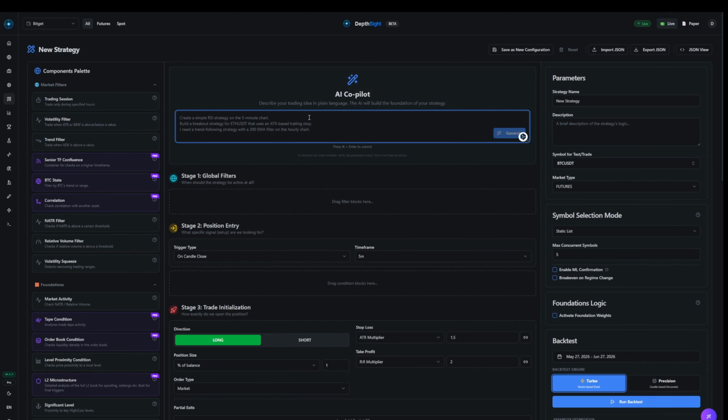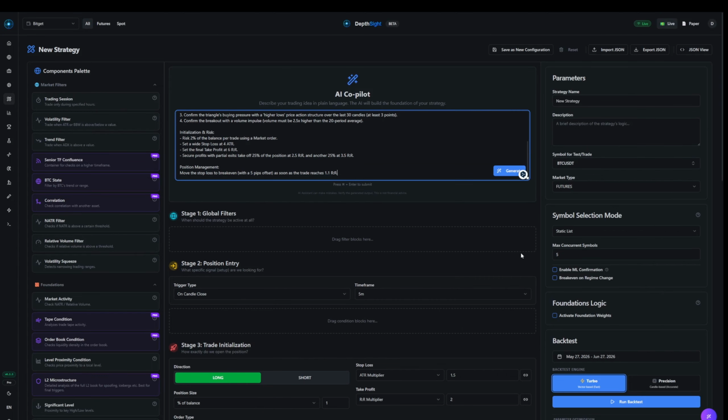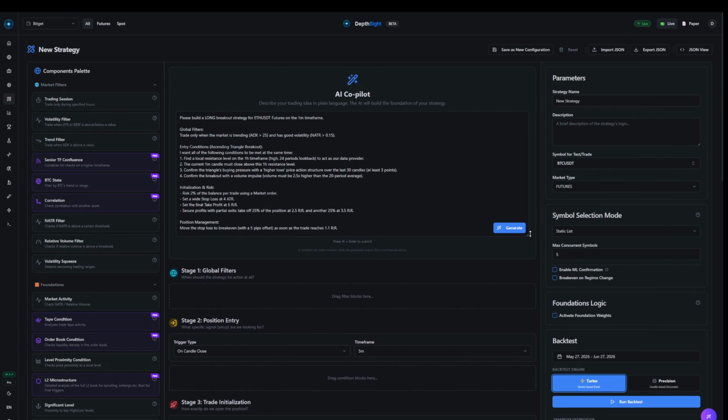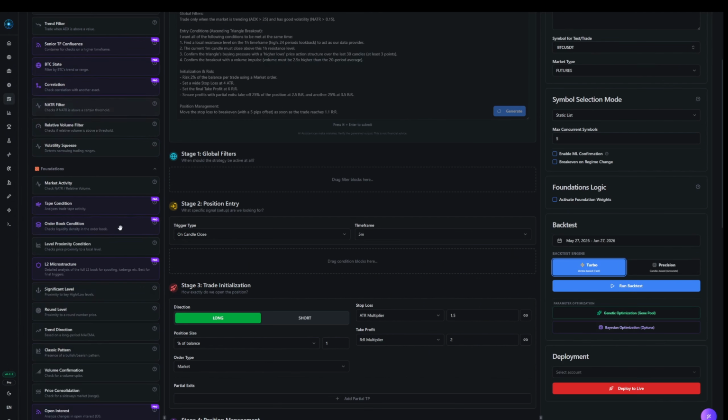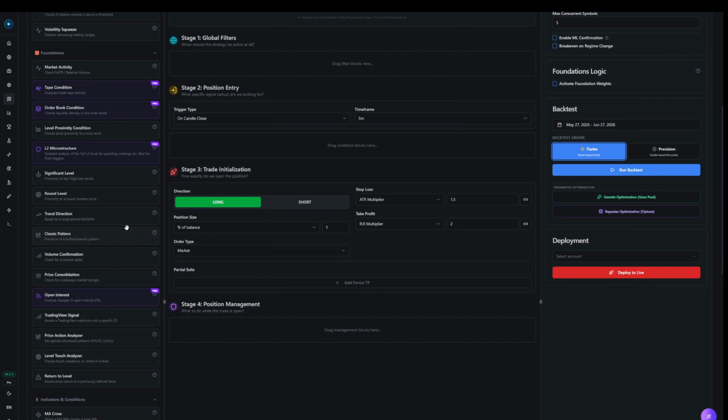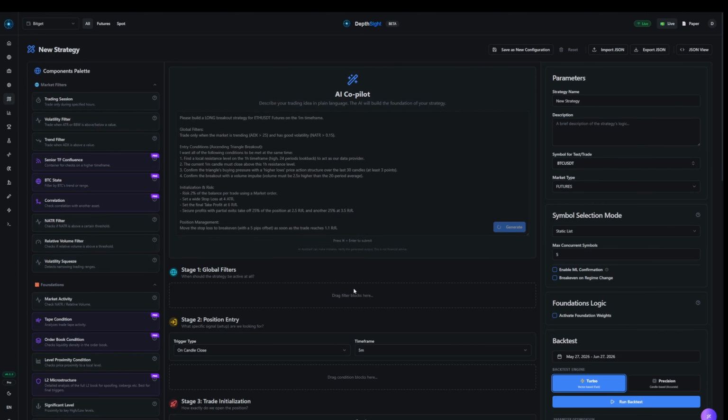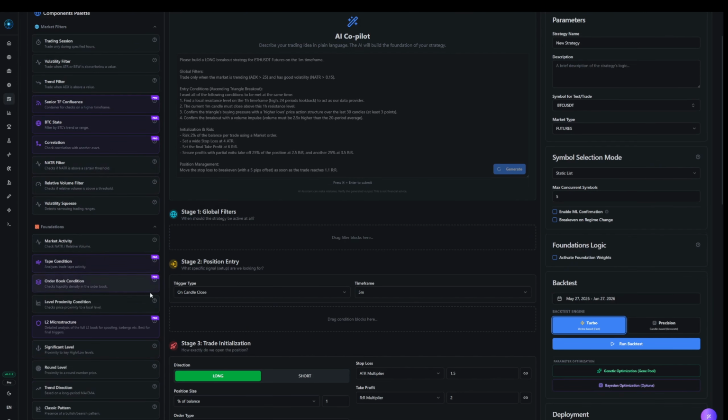Welcome to DepthSight, an enterprise-grade, open-source platform for algorithmic trading. Building complex strategies has never been this simple. Just describe your trading idea in plain text, and our built-in AI copilot will do all the heavy lifting for you. In just seconds, the artificial intelligence builds the complete logic right into the visual drag-and-drop editor.